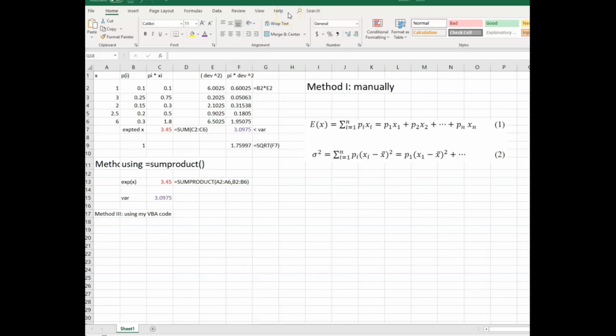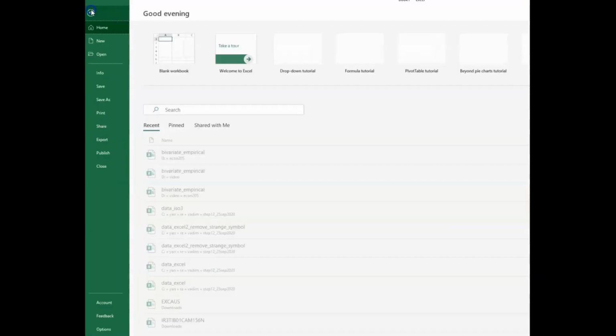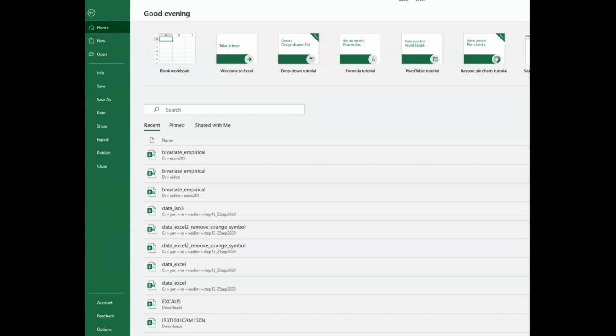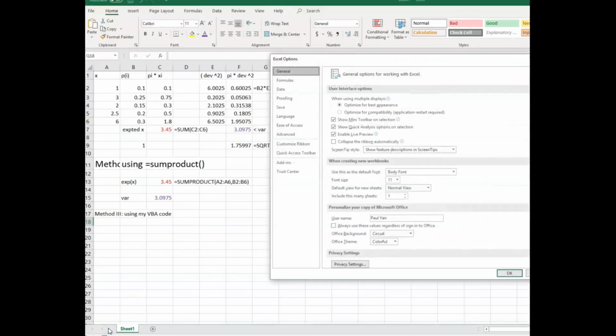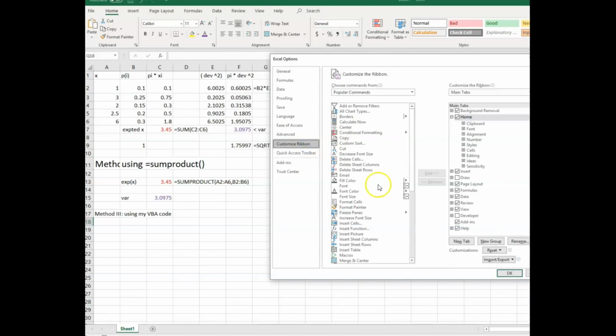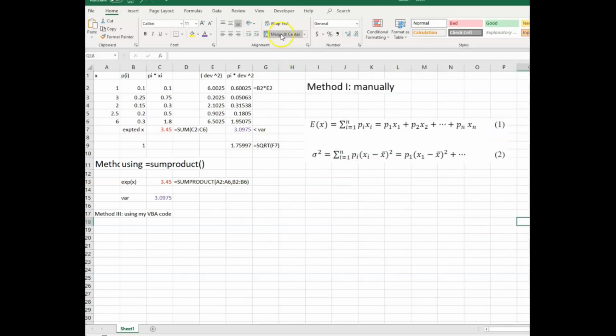However, it's not available. Simply click File, then click Options, and click Customize Ribbon. You see here's Developer. Just check it, then click OK. We see the Developer tab is here. So this is what I call step 0. Okay, so step 1.